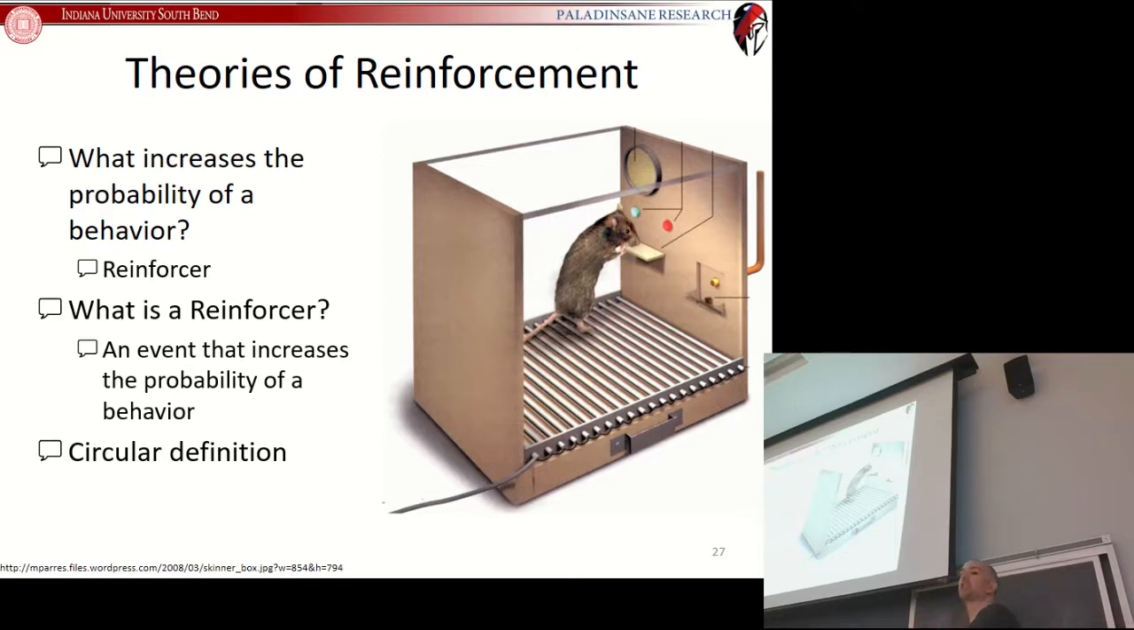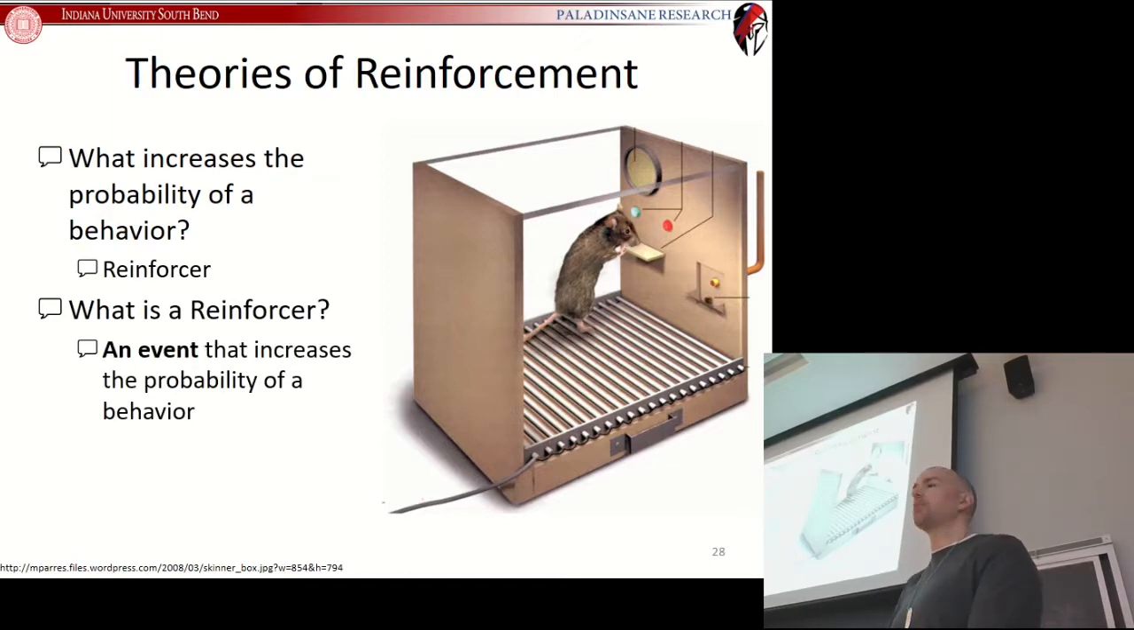So what some psychologists did was they tried to answer this question. How can we figure out if something's going to be a reinforcer before it's actually tested, before we actually give it to an individual and see if it increases their behavior? And what they did is they took a look at the definition and they said, all right, a reinforcer is any event, anything that can occur that increases the probability of a behavior. And events are basically behaviors.